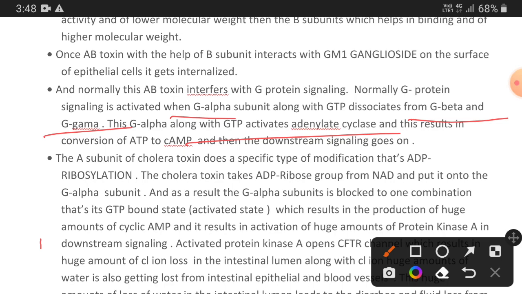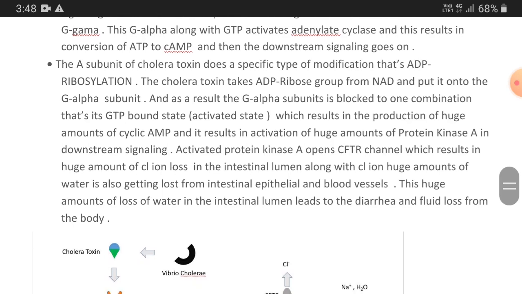Sorry, I have made a mistake. There will be conversion of ATP to cyclic AMP, then the downstream signaling goes on. We are not bothered about that.